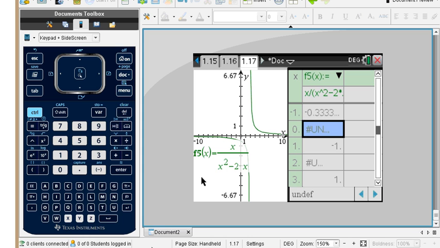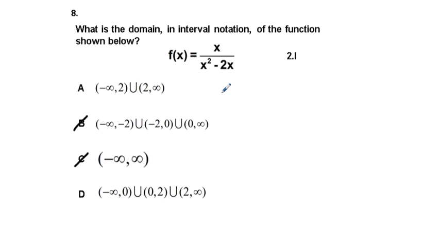Therefore, we have a break in this function at x equals 2 and at x equals 0. The only place that is the case is right here. Another thing we can do algebraically, set our denominator not equal to 0 and solve.